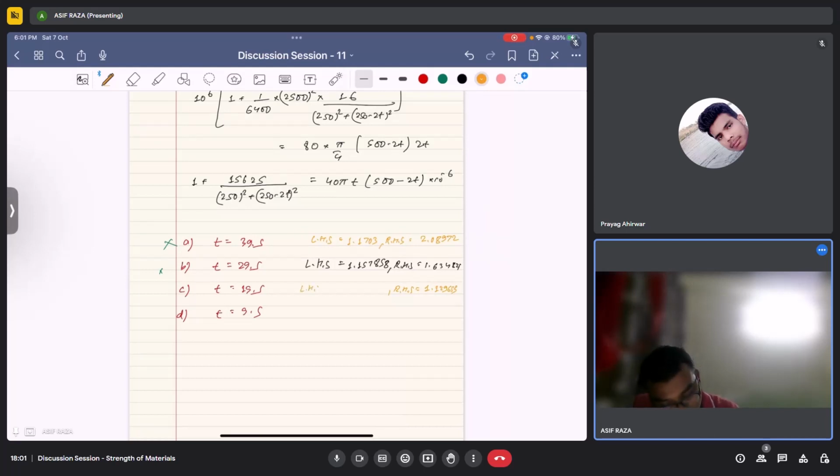LHS is 250 minus 2 into 19.5 square plus 250 square to the power minus 1, into 15625 plus 1. So this comes around 1.146. So this is a bit closer. Let's check the other one.